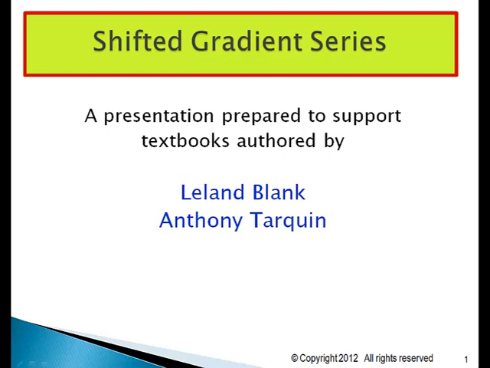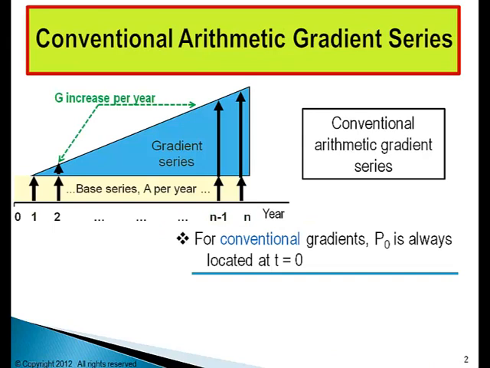That's the one that changes with a constant amount, capital G, every period. This is a conventional gradient. The constant increase of G first appears in year 2, and it continues through year n. The present worth, indicated by P sub 0, is located 2 years prior to the start of the gradient, that is here in time t equals 0.